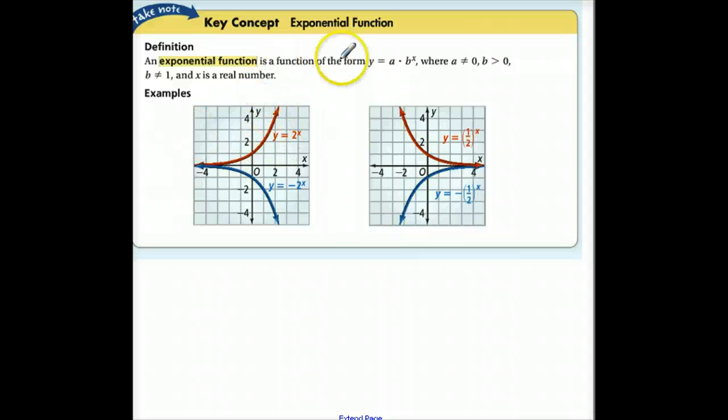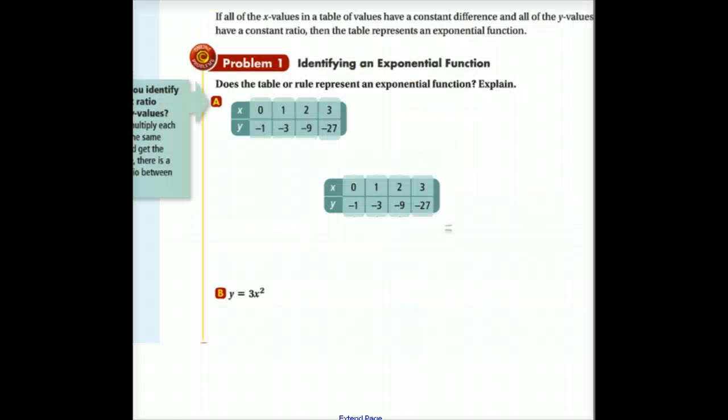An exponential function is a function in the form y equals a times b to the x power. There's your exponent that right away tells you this is an exponential function. It is not going to be a straight line. As you can see in the two examples, these lines curve. They are not straight. It's important to remember that.